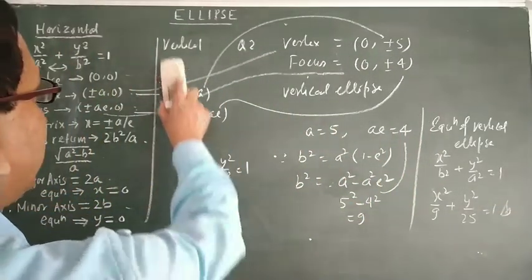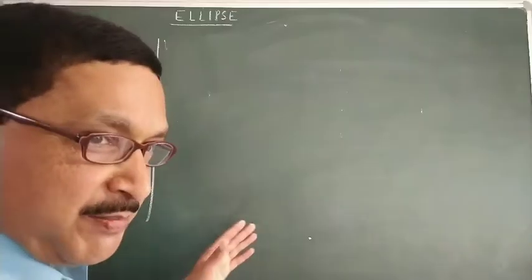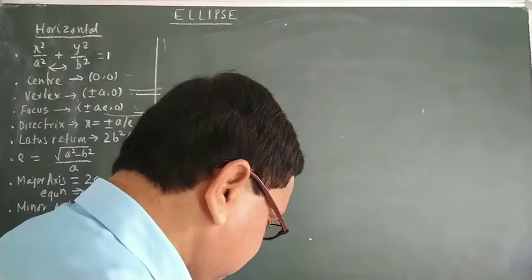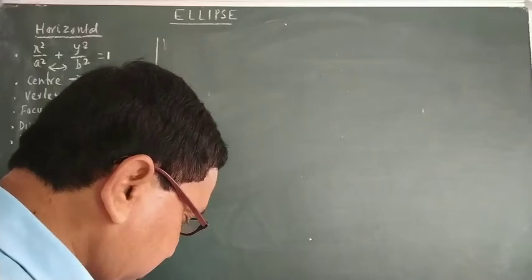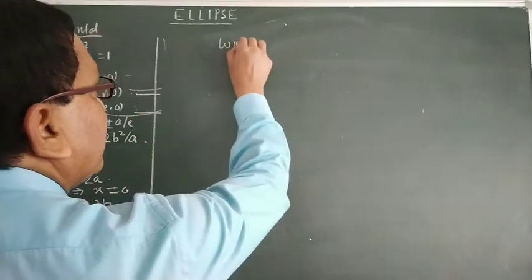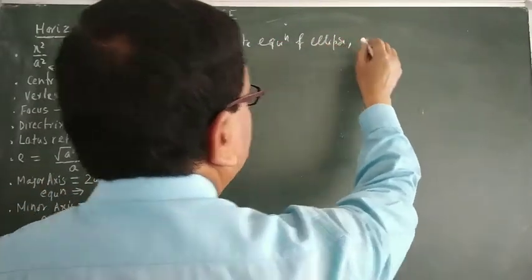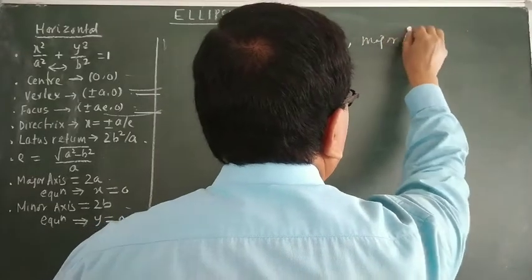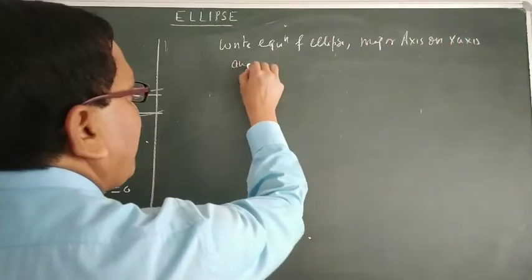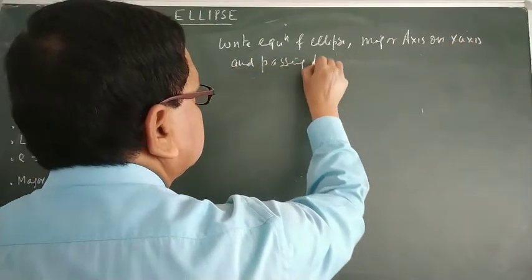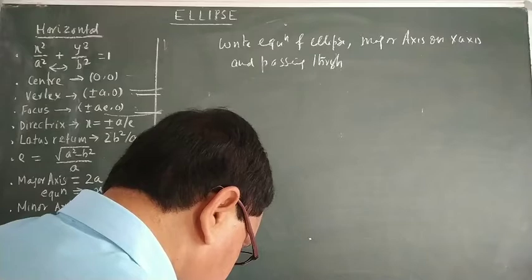It is very easy to write the answers of the problems if you know this table and also the vertical table at the same time. One more question, this will be the last question. Write the equation of ellipse, major axis on x-axis and passing through 4, 3 and 6, 2.